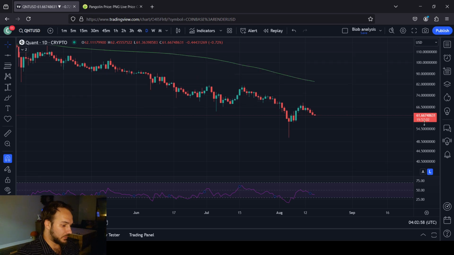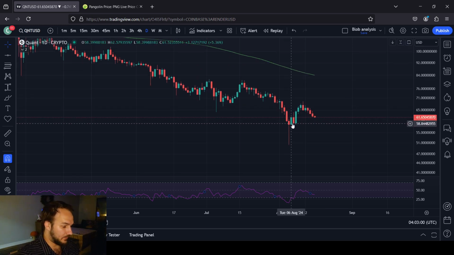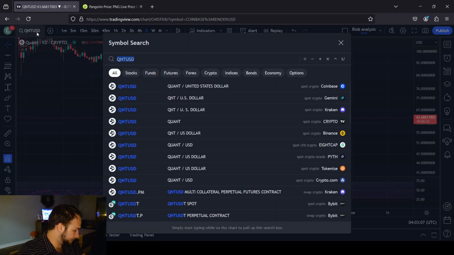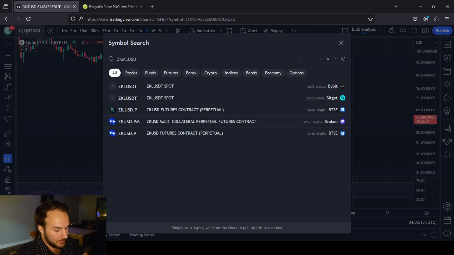Daily RSI looks like it wants to go down. So a little bit lower. Probably interact with that $58, $59 area, and then move up from there. Quant. And I could be wrong, man. I don't know. I really could be wrong. Maybe it goes up way higher than I think it will, right?